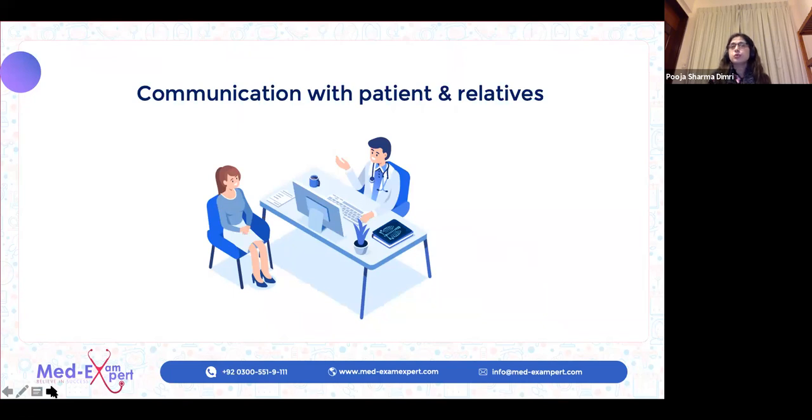So how you communicate with the patient verbally and non-verbally also will determine your assessment in the exam. What I mean by non-verbal communication is your body language, the manner in which you're speaking, whether you're calm and confident. Anybody, us included, when we go to a doctor, we want to talk to a calm and confident doctor rather than a panicky or nervous doctor. So that also is the same thing in the exam.